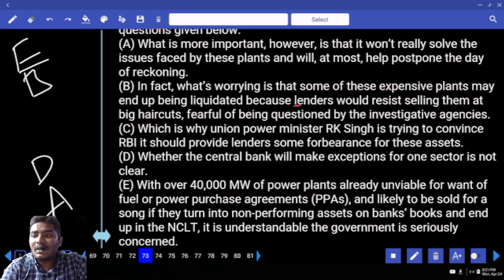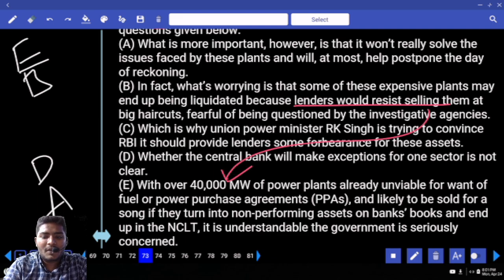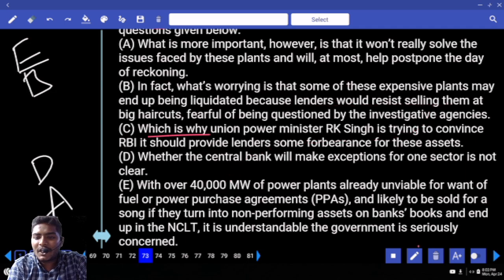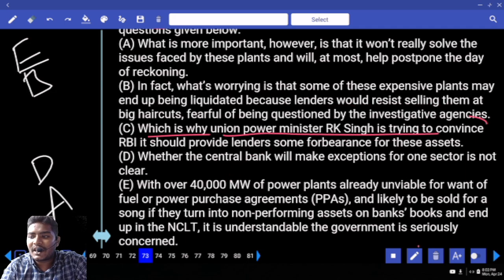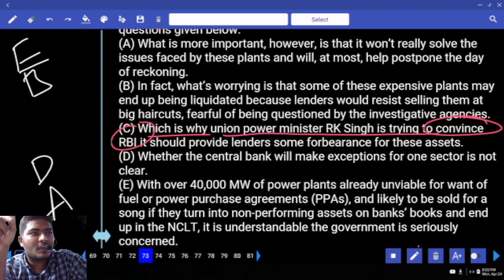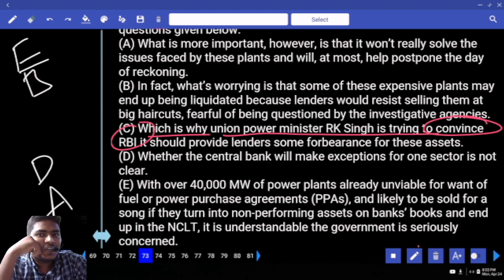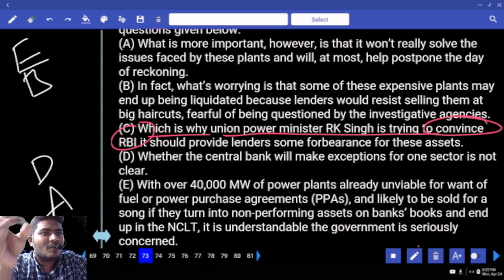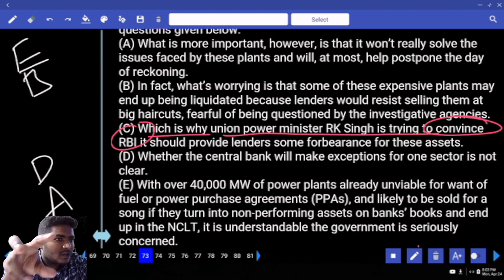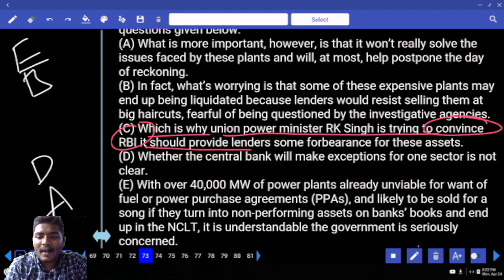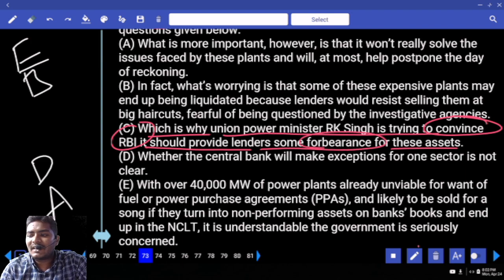Now lenders would resist selling them because they are 40,000 megawatts of power. Of course it would cost more. Now there is one fellow, Union Power Minister R.K. Singh, who is trying to convince whom? RBI. What is he trying to convince them of? To reduce the cost of these power plants. When you change the rule, it should provide lenders some forbearance for these assets.